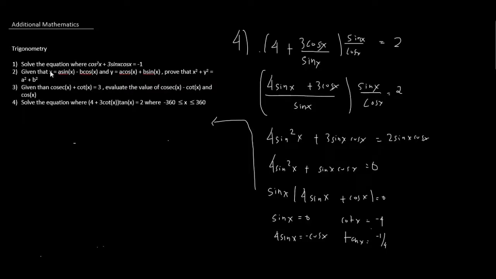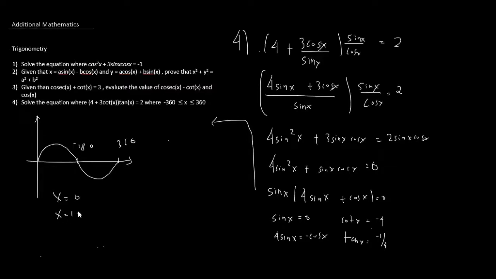Recall that this is how a sine graph looks, right? So we have here, then we have this and here. This one is 180, and this one is 360. And therefore, at what angle is sine 0? Sine x is equal to 0 when x is equal to 0, x is equal to 180, and x is equal to 360.